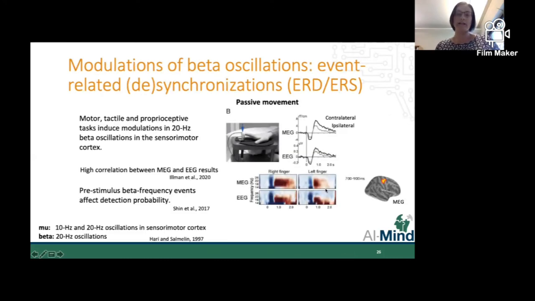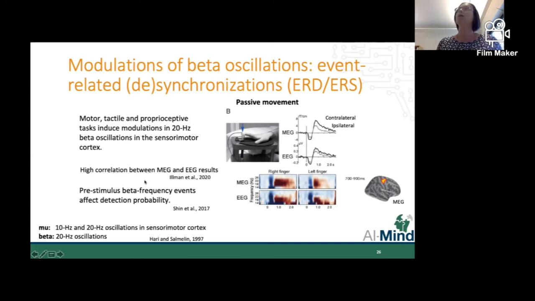So what about the beta oscillations, the 20 Hertz oscillations? Well, they are mostly seen in the sensory motor cortex, and they are modulated by motor, tactile, proprioceptive tasks. And you can see a typical attenuation of beta activation after a movement, here in this picture, a passive movement, and then a rebound. The idea is that it reflects the excitability of the sensory motor cortex.